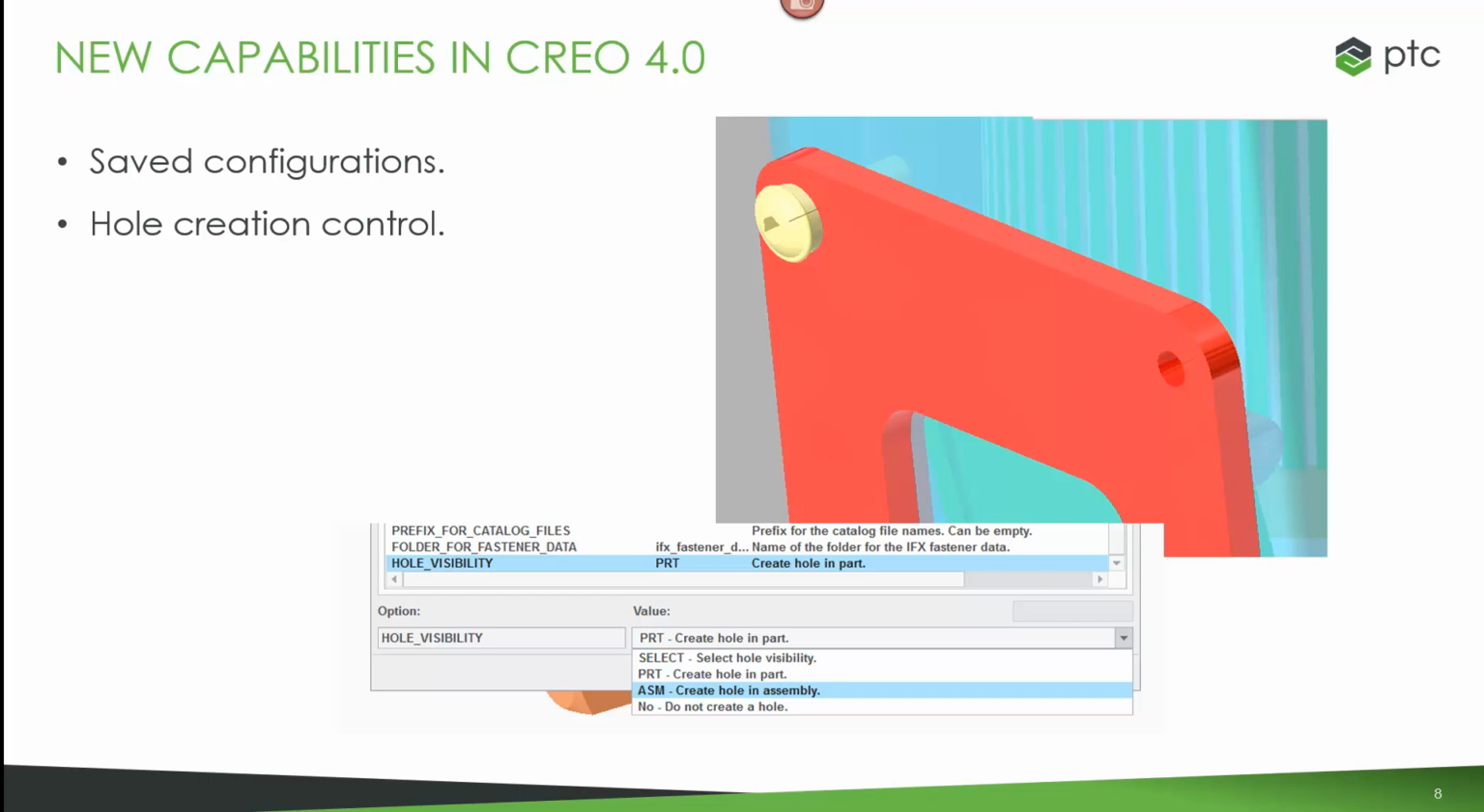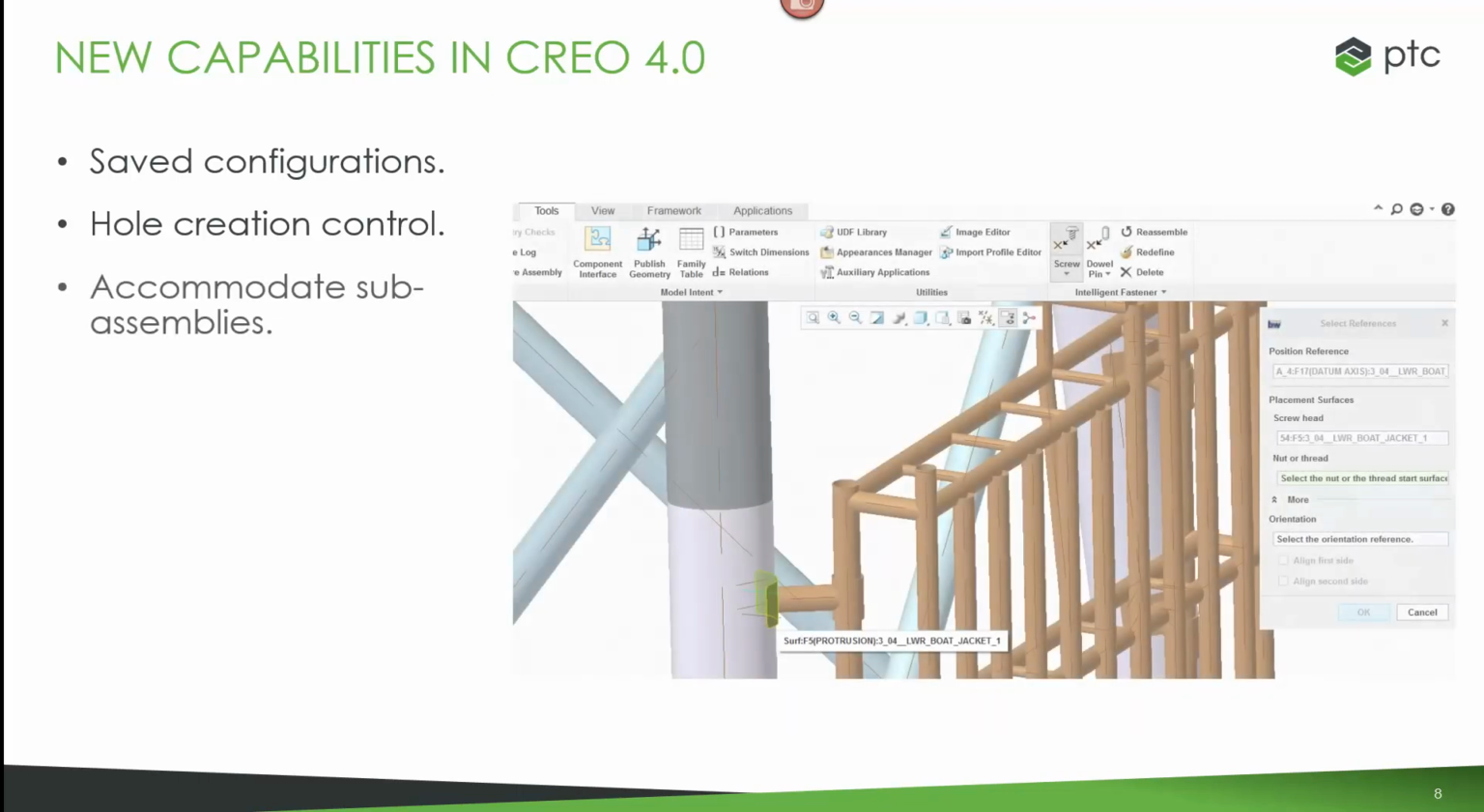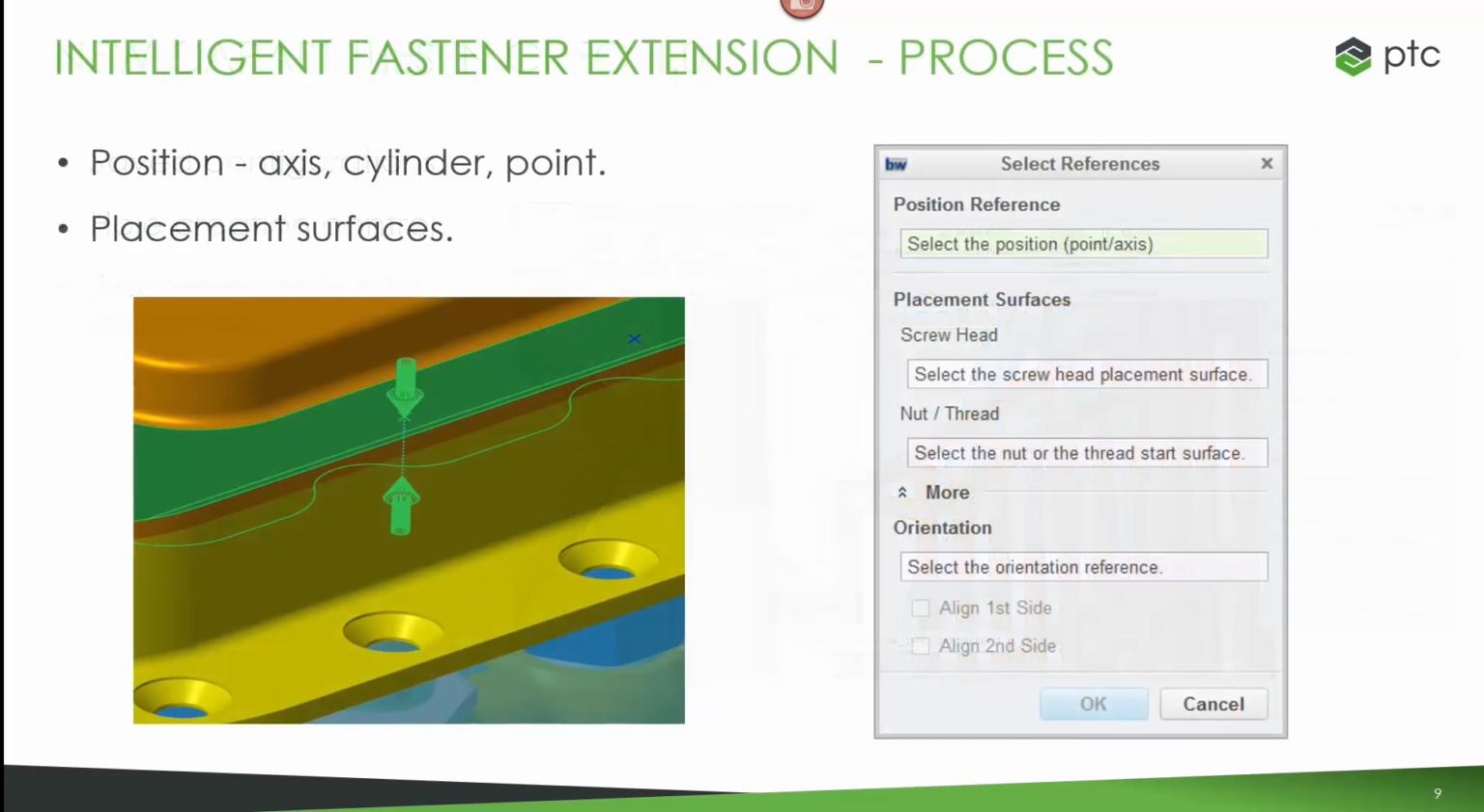There's also control over how the hole is actually created. So I can choose, do I want to create the hole in the actual assembly? Do I want to put the hole down to the actual part level? Or do I just not want to create a hole at all? And there were also some changes to better accommodate sub-assemblies as well.